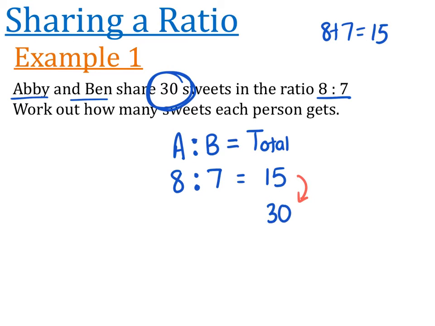And the answer to that is you multiply by 2. So we have to multiply every single number by 2. 8 times 2 is 16, and 7 times 2 is 14. So Abby gets 16 sweets, and Ben gets 14. We could check if we wanted to. 16 plus 14 is 30. All right, hopefully that's making sense.